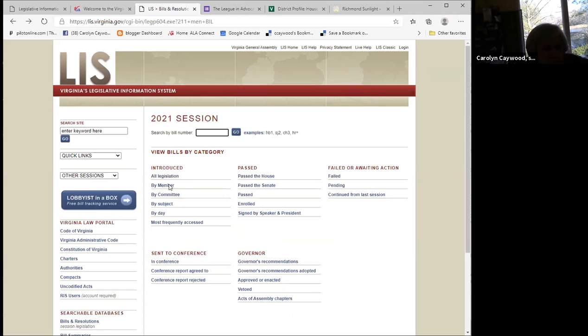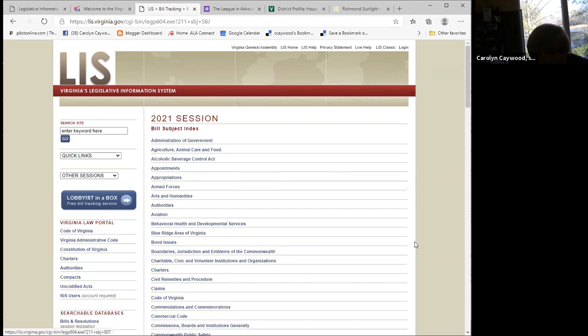Okay, we looked at legislation by member. We can look at what's in a committee, what's been assigned to a particular committee. There is a subject index. Those of you on this call who are librarians will shudder. There's no see references or see also references. You have to find out what term they decided on.